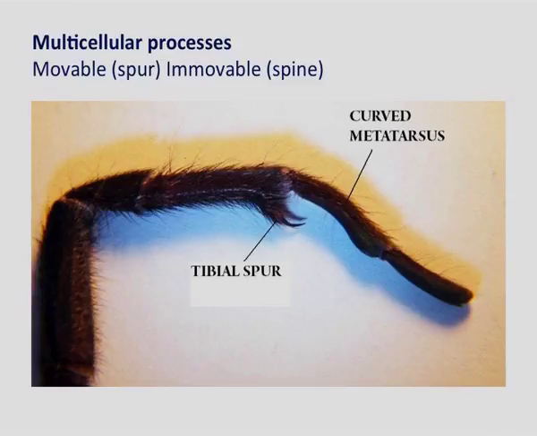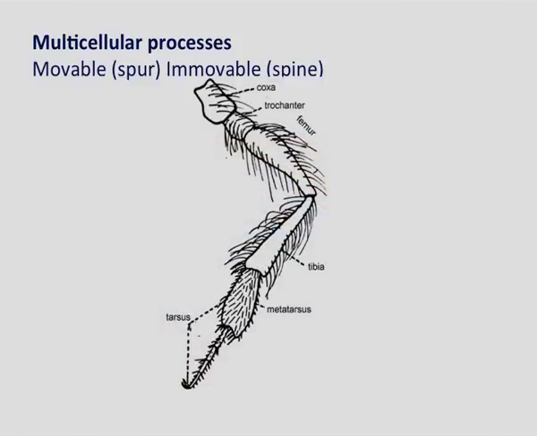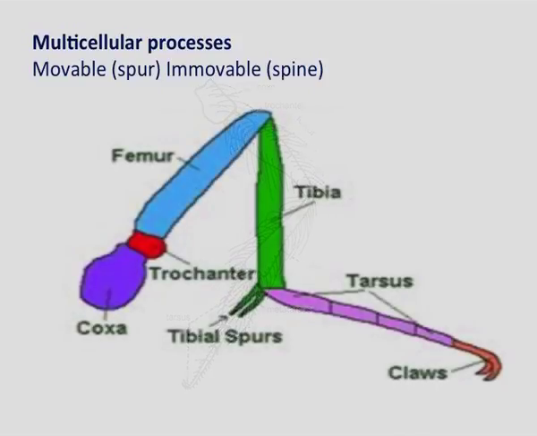Then the multicellular processes. They are generally hollow outgrowths of the entire body wall and are lined by a layer of epidermal cells. They may be movable, that is spur, and immovable, that is spine. An example for spur is the tibial spur and for spine is the lateral claws on the basitarsus. Both these structures are in legs, that is tibial spur and lateral claws. Both spine and spur may have setae.